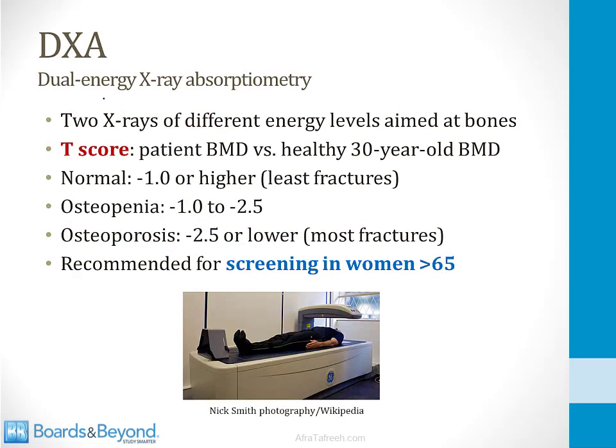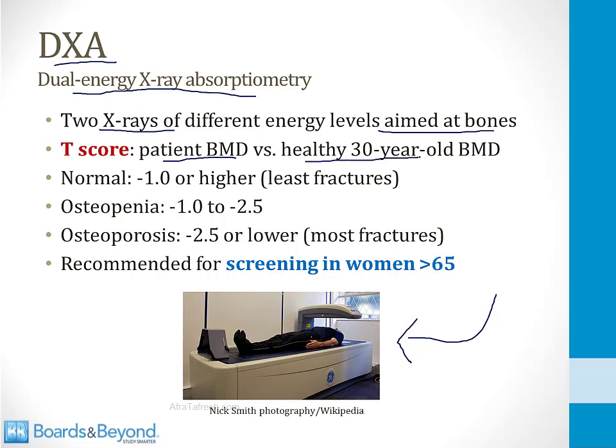The way a T-score is determined is by a test called a DEXA scan. DEXA stands for Dual Energy X-ray Absorptometry, and it gets its name because two X-rays of different energy levels are aimed at the bones. And when this is done, as shown in this picture on the screen here, the machine can determine a T-score for a patient. The T-score is the patient's bone mineral density determined by a DEXA scan compared to the bone mineral density of a healthy 30-year-old person. If the T-score is negative, it means the patient has a lower bone mineral density compared to a healthy 30-year-old. A normal T-score is minus 1.0 or higher.